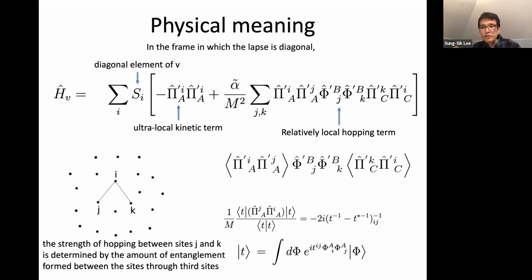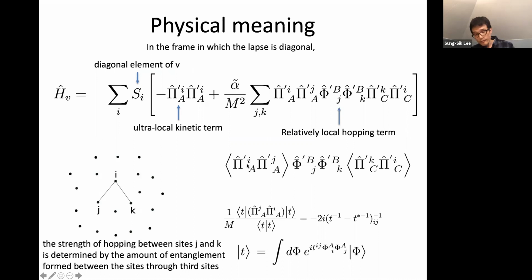So for example, if you consider the large flavor, large M limit, then this bilinear is almost classical because the flavor index is large. So to the leading order, you may just replace it with the expectation value of this bilocal object here. And the same is true for this object. Then effectively this term can be viewed as a hopping term between sites j and k, where the amplitude of hopping between those sites is determined by the product of the expectation values of these two bilocal objects between sites i,j and k,i, with site i summed over.